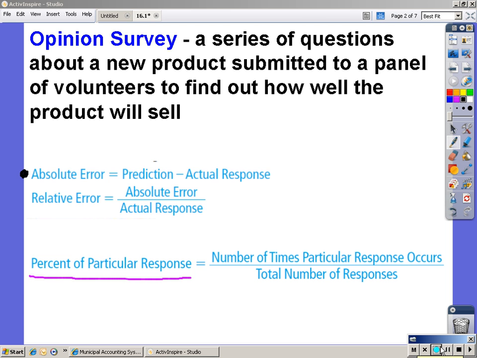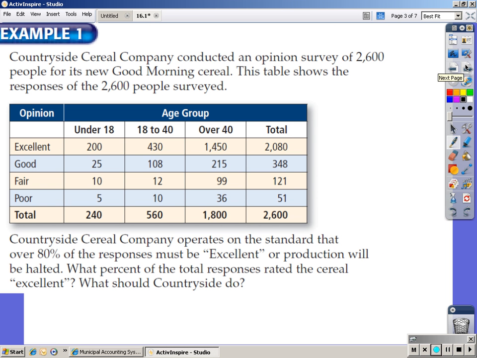Okay, so let's move on to example 1. Example 1 says, Countryside Cereal Company conducted an opinion survey of 2,600 people for its new Good Morning cereal. The table shows the responses of the 2,600 people surveyed. Looking at the table, we've got 3 different age groups: under 18, 18 to 40, and over 40. We've got 4 different opinions: excellent, good, fair, and poor. Either going down the columns or across the rows, it totals them out at the ends and at the bottom, and those totals add up to 2,600 total responses.